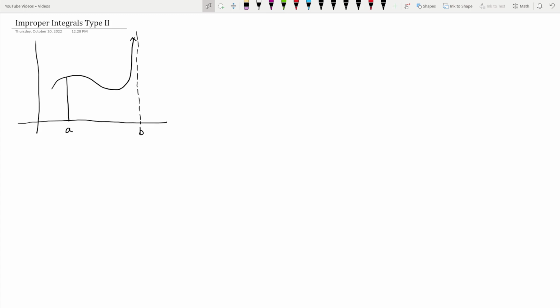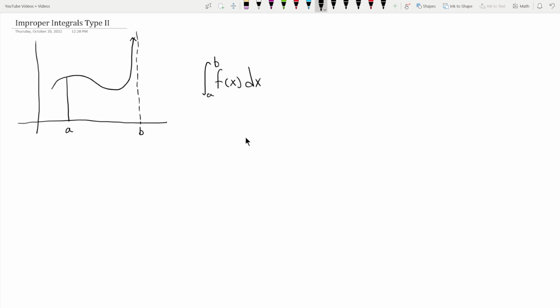Okay, so our second type of improper integral is the type where there is a discontinuity, an infinite discontinuity, at either one of the endpoints or between our bounds of integration. So let's take a look at a situation here that I have. If I want to calculate the antiderivative from a to b of f of x dx, the problem that I have is b is a vertical asymptote for my function.